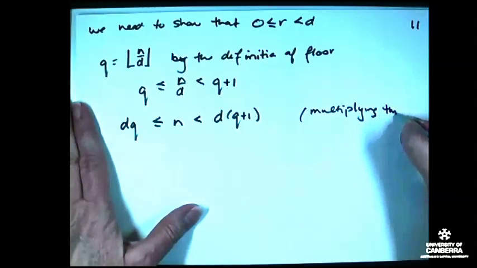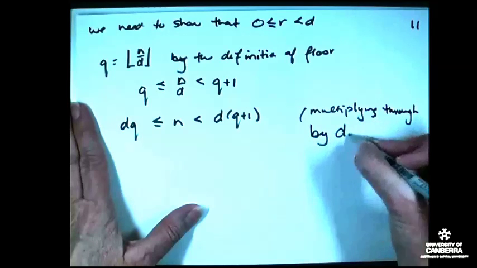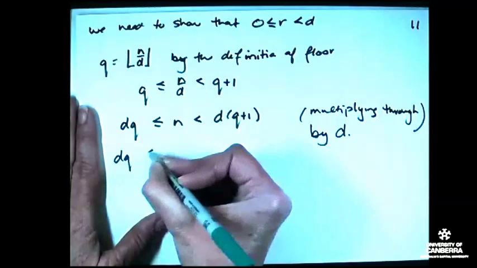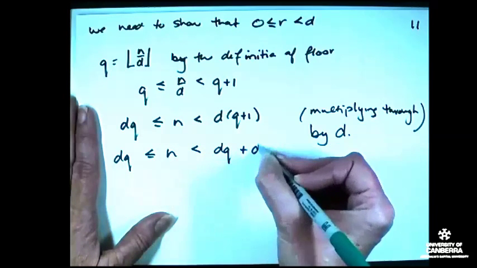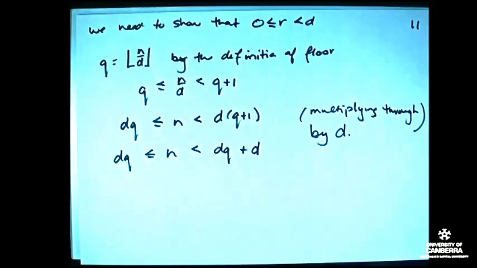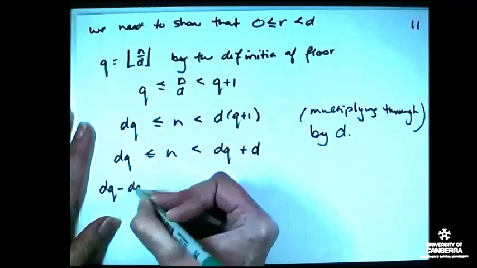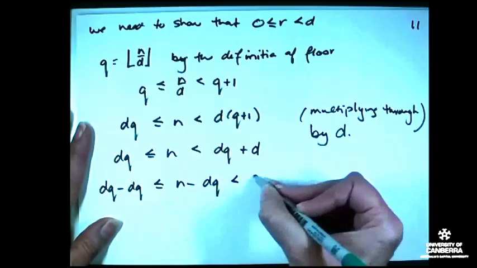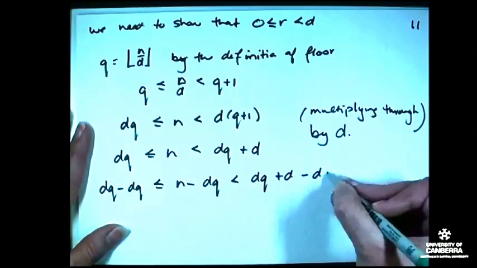Multiplying through by d. Right, so dq is less than or equal to n is less than dq plus d. Now what we're going to do is we're going to subtract dq. So dq minus dq is less than or equal to n minus dq is less than dq plus d minus dq.